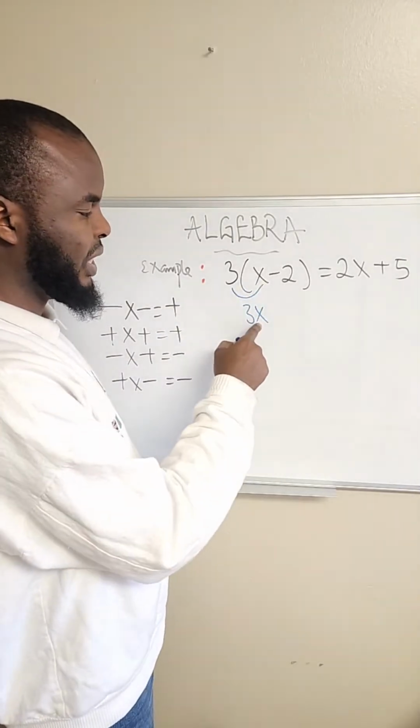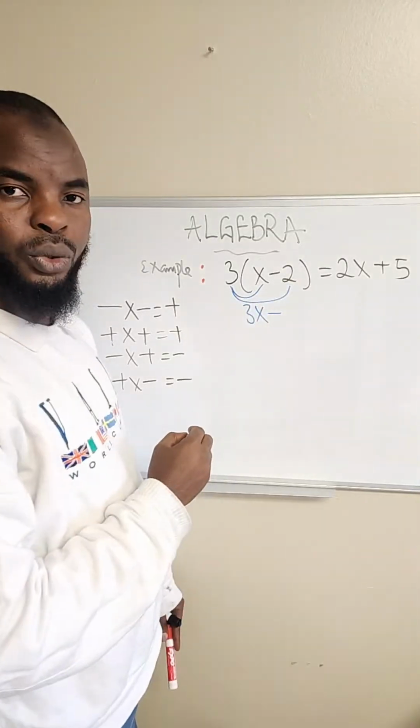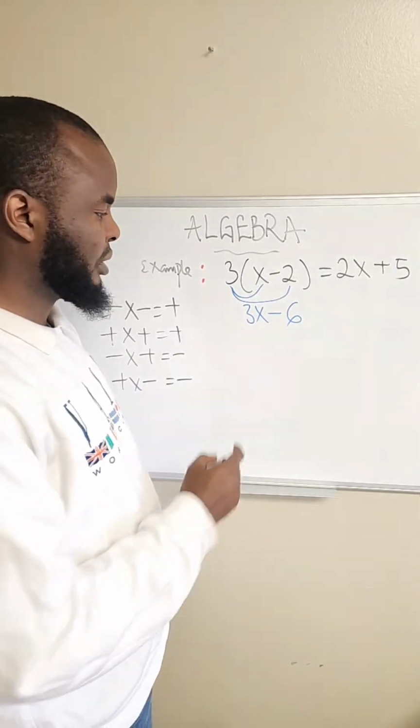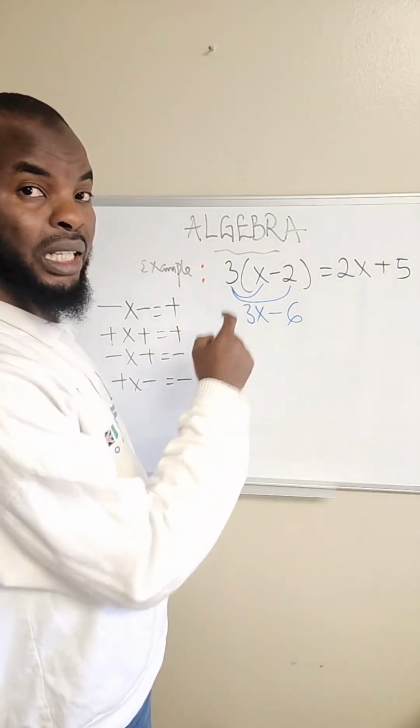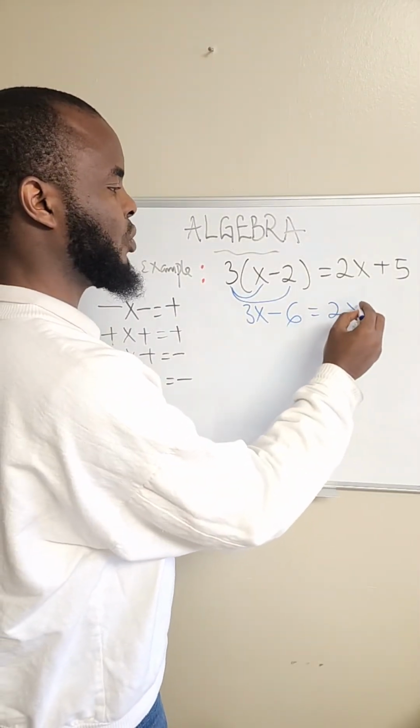3 times x is 3x, minus 3 times negative 2, which is what? Negative 6. Yes, 3 times negative 2 gives negative 6. And here on the right side, we have 2x plus 5.